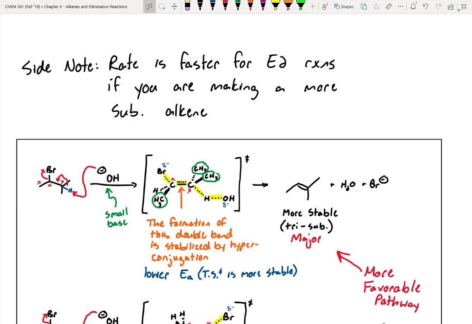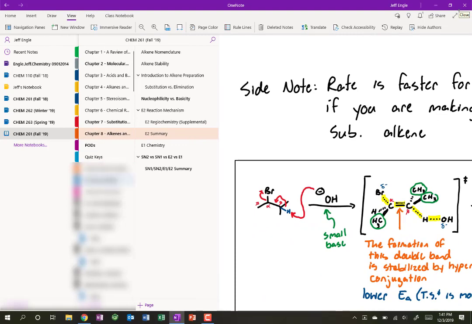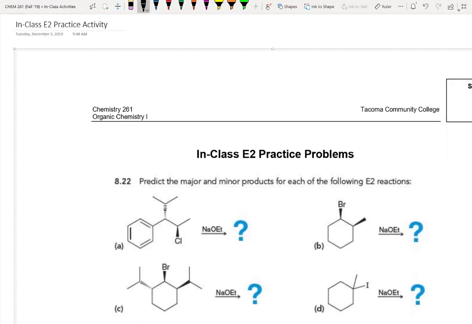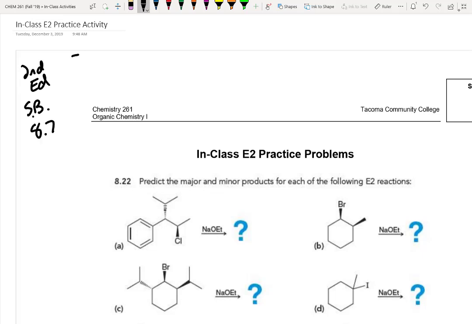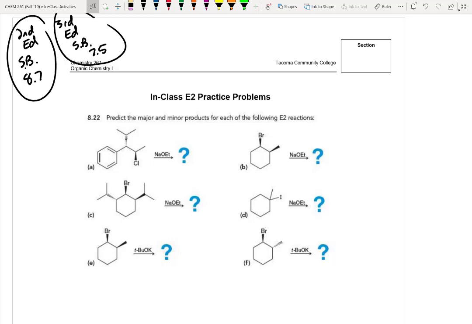So I know E2 chemistry is tricky. I've got an in-class activity that we can work on later, but I did want to make sure we finish with E1 chemistry before we move on. So let's really quickly look at the in-class activity. If we have time, this is in the second edition Skill Builder 8.7. In the third edition, this is Skill Builder 7.5. So depending on which edition you have, you can knock out these skill builders, and hopefully we'll have time at the end of class to start working through some of these.